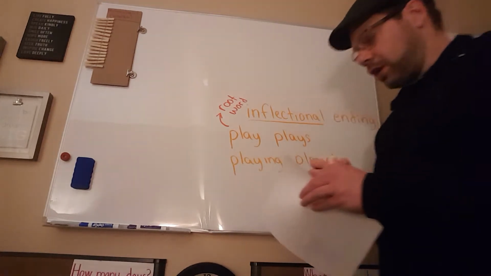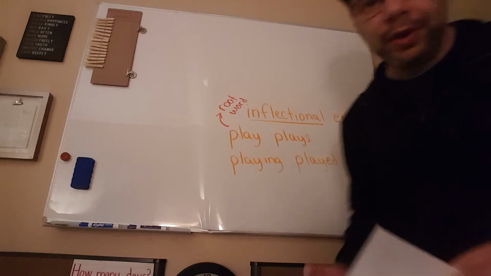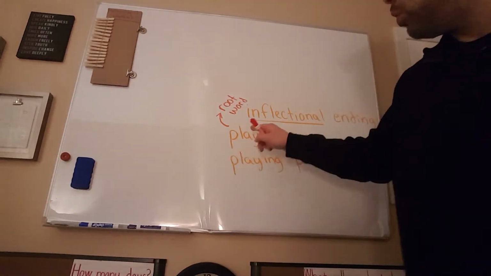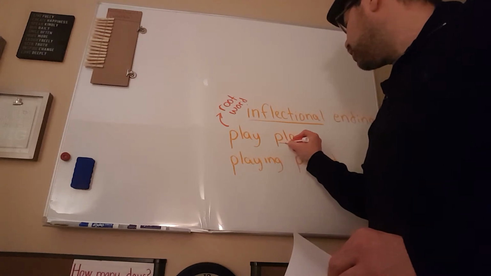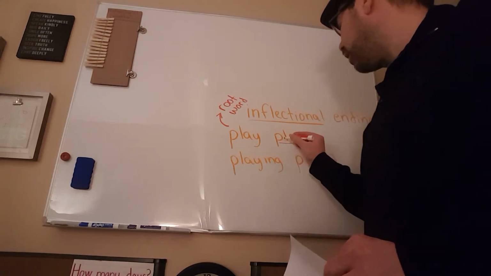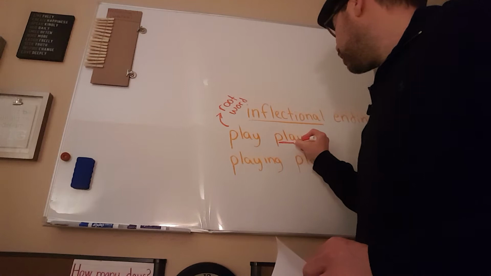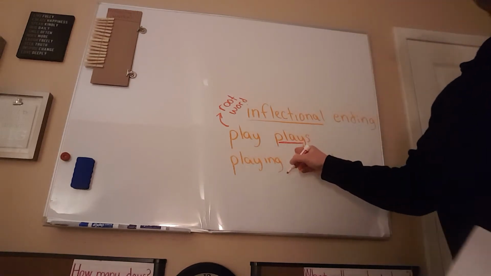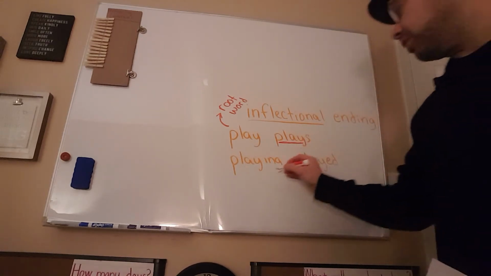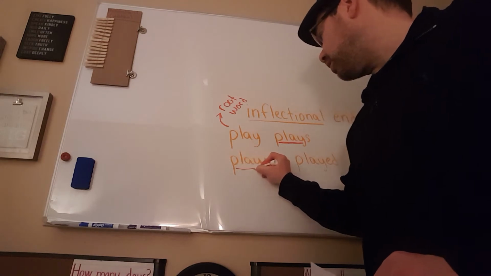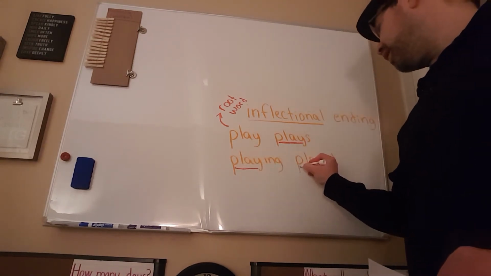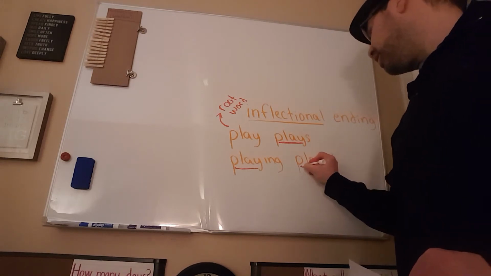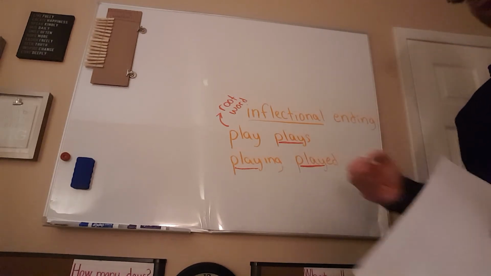Okay, so let's take a look. I've already used the color red to show what the root word is, which is play. You see the root word in here? It's still in there. Let me make that a little thicker so you can see it. See, the word play is still in there, and then the S is the inflectional ending. The word play is still in there again on this one with our inflectional ending.